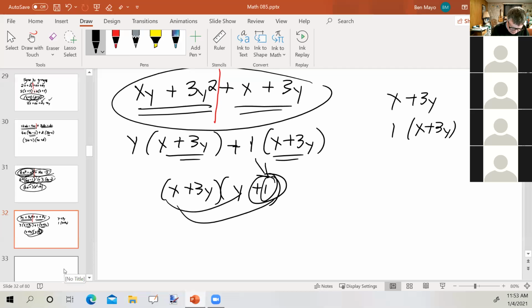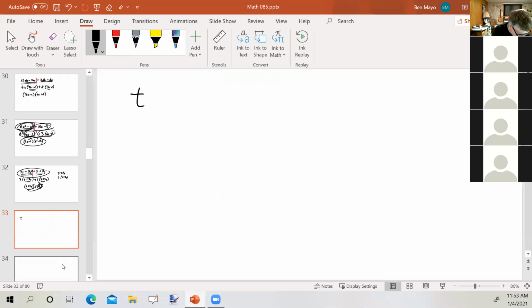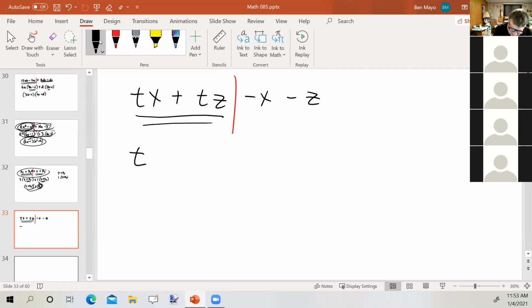Let's take a look at this one. tx plus tz minus x minus z. And again, we'll split it up into two parts with two terms in each part. So the greatest common factor of the first one is t with an x plus z left over. Well, now I've got a situation. Should I factor out from here? Should I take out a 1 or a negative 1?